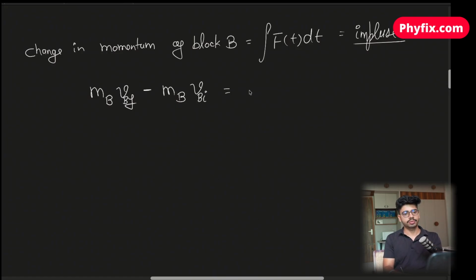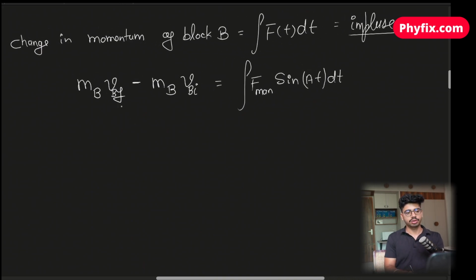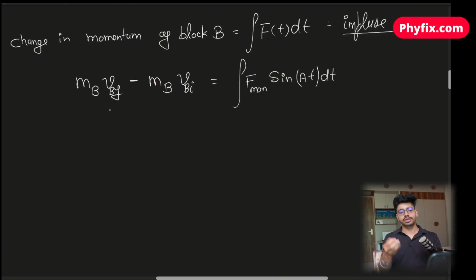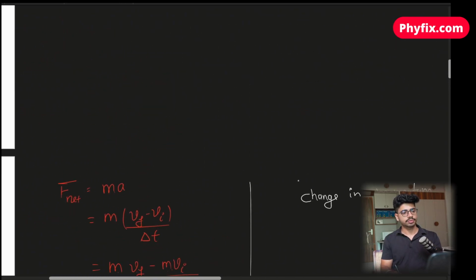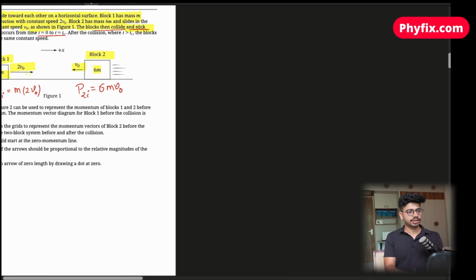And then I'm going to equate to the force and dt value. Now I need the final velocity of the B block, because they stick together. Whatever the final velocity of B will be after sticking together, I'm going to apply the conservation of momentum. So let's write the expression.